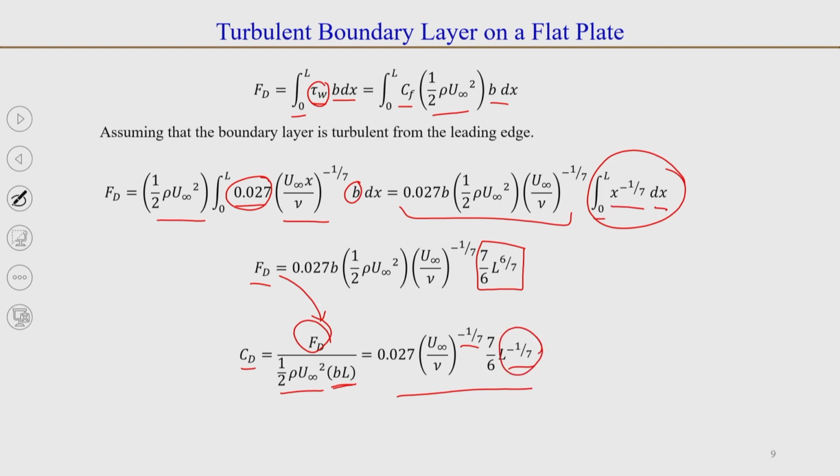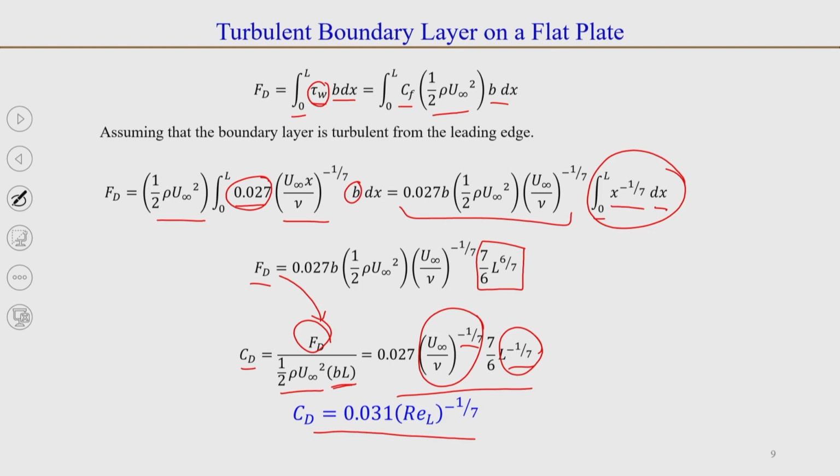So, when you combine this and this, you will get REL raised to the power minus 1 by 7 multiplied by 7 by 6 into 0.027. So, that will give you the drag coefficient. CD is equal to 0.031 REL raised to the power minus 1 by 7.